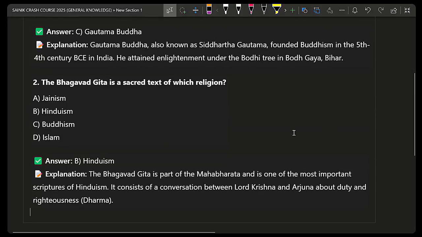Hinduism. The Bhagavad Gita is part of the Mahabharata and is one of the most important scriptures of Hinduism. It consists of a conversation between Lord Krishna and Arjuna about duty, in Sanskrit we call karma, and righteousness, that is dharma. So all the students gave the correct answers. Now next question.